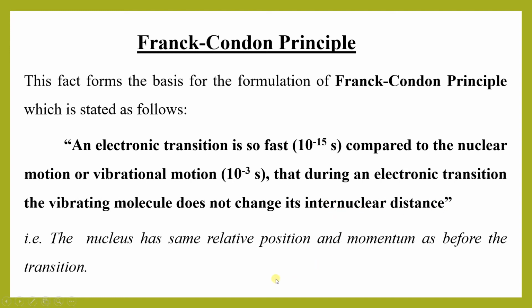So an electronic transition is so fast, that is about 10 to the power of minus 15 second, compared to the nuclear motion or vibrational motion, that is 10 to the power of minus 3 second, that during an electronic transition the vibrating molecule does not change its internuclear distance. That is, the nucleus has the same relative position and momentum as before the transition.